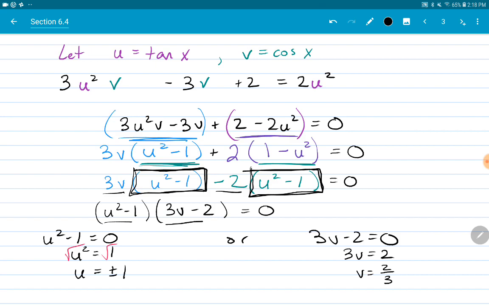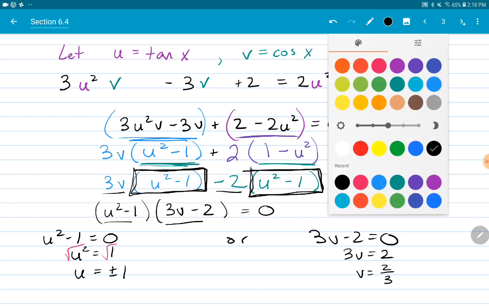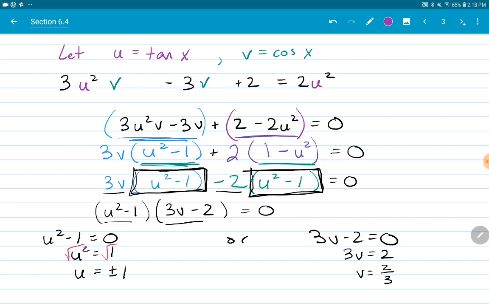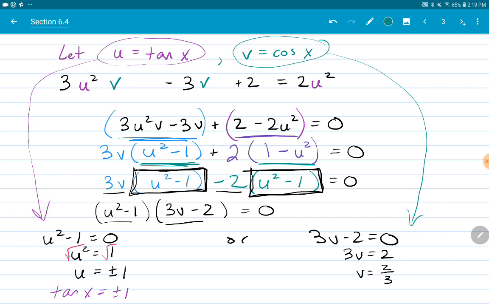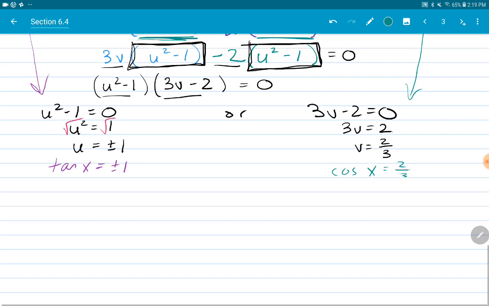Okay, time to look back at what we substituted. We've gone as far as we can go with these variables. Now I need to go back to here and substitute this back in here. So instead of u equals plus or minus 1, I get tangent of x equals plus or minus 1. And instead of v equals 2/3, I get cosine of x equals 2/3. And that looks much easier to solve than our original long problem.